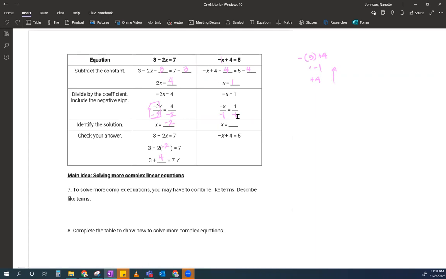And the reason why is because -1 divided by -1 is 1. And 1 divided by -1, well, that's a -1. And of course, I want you to check your answer. So let's check your answer. We go like this, negative parentheses plus 4 equals 5. And I plop that -1 into there, right? Okay, so negative times a negative is a positive. So that's 1 plus 4 equals 5. And 5 does equal 5. So again, Miss Johnson, happy.